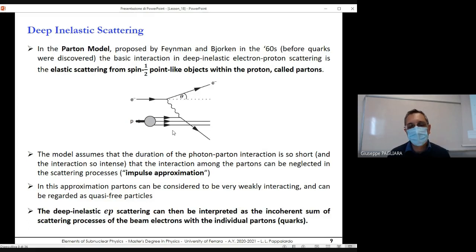And so, once more, overall, the deep inelastic electron-proton scattering is interpreted in the parton model as the incoherent sum of scattering processes of the beam electrons with the individual partons, where incoherent means that we just have to add them without any interaction among them. It's like you're interacting your beam of electrons with a bunch of non-interacting partons.